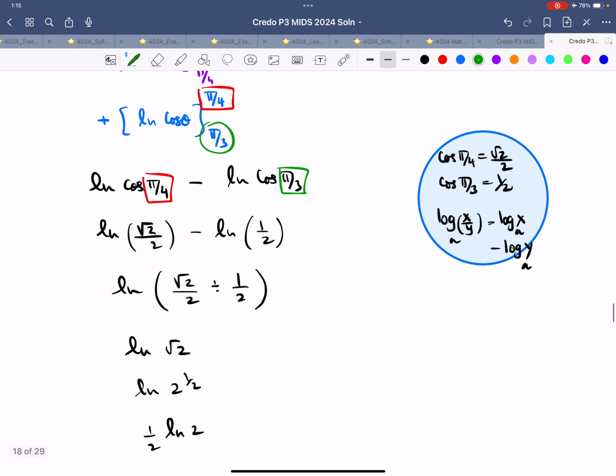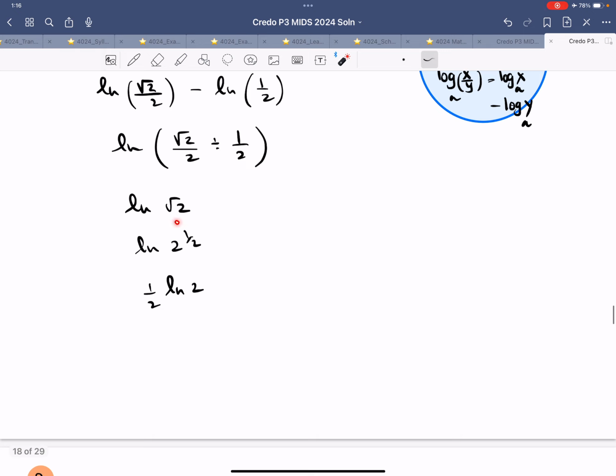Now we know that the cosine of pi by 3 is half. And we know that cosine of pi by 4 is root 2 over 2. And then I apply this rule of log. Which rule is that? Log x minus log y, that is log x over y. So this is like x, this is like y, minus becomes division, simplifies to ln root 2. Root 2 means 2 raised to the power of half according to the rule of log.